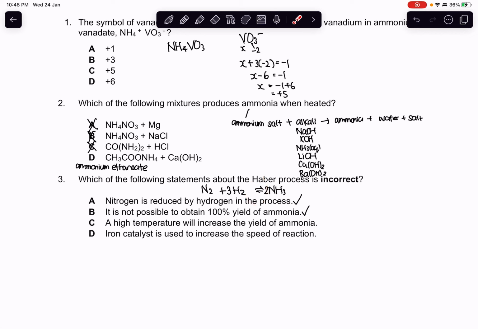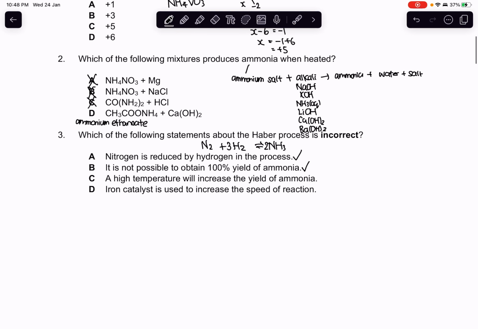B, it's not possible to obtain 100% yield is also correct because of the reversible sign, meaning that both the forward and the backward reaction take place at the same time, and you can never have 100% yield. The forward reaction is N2 plus 3H2 to form 2NH3, and the backward reaction is 2NH3 gives you N2 plus 3H2. Because both are ongoing at the same time, you cannot get 100% yield. Next, high temperature will increase the yield. That's actually incorrect, so the answer is C.